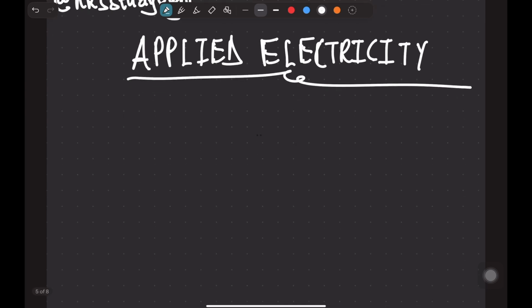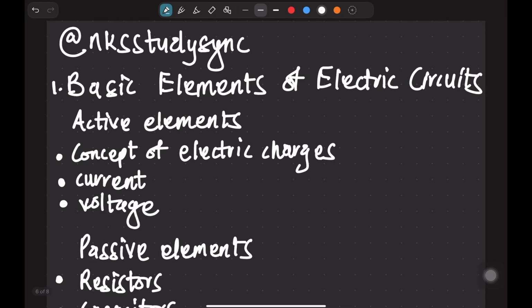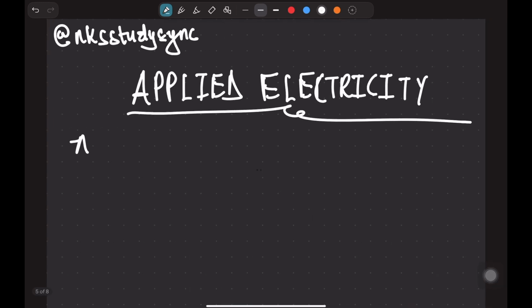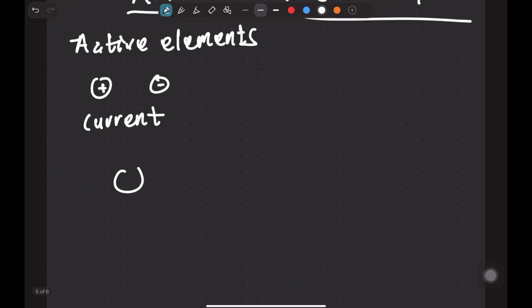We'll be going through the course outline for Applied Electricity. First on the list is the basic elements of electric circuits. We will discuss active elements. Under active elements, we will talk about the concept of charges and sources, including current sources and voltage sources.